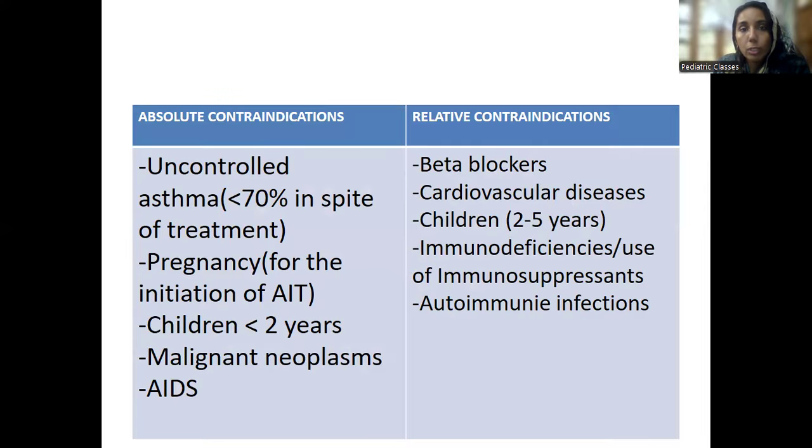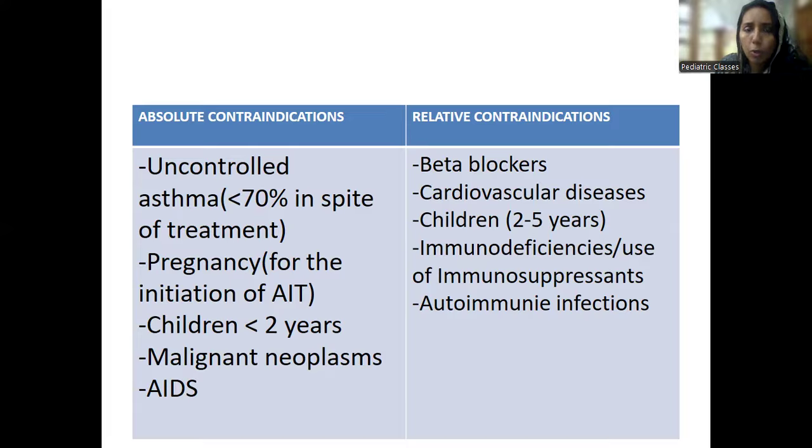So once the asthma is not controlled, there's more chance of bronchoconstriction, more chance of fatalities following immunotherapy. So asthma needs to be under control. Always check your PFR before the initiation of, or even every shot of, immunotherapy. And pregnancy is another absolute contraindication.